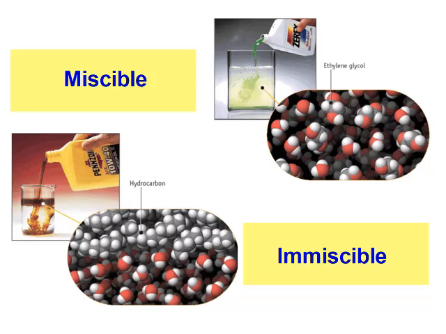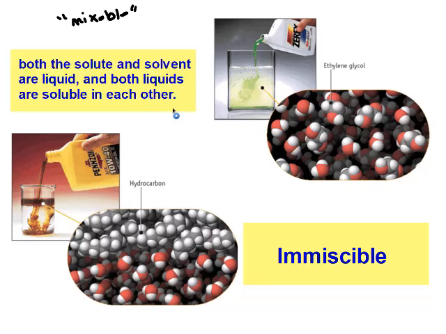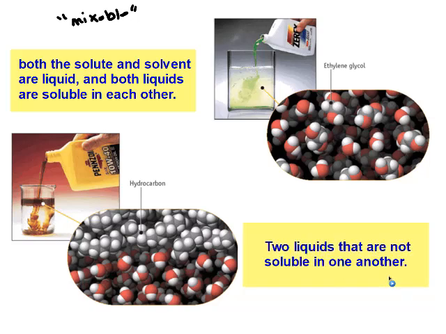Along those same lines, we also have the vocab words miscible and immiscible. Miscible, I like to think of as mixable, because miscible would be when both the solute and solvent are liquid and both liquids are soluble in each other. Here we have some antifreeze or ethylene glycol and water. They're mixing together. Food coloring and water, those are miscible. While immiscible, like oil and water, they're going to form different layers. So the two liquids are not soluble in each other.